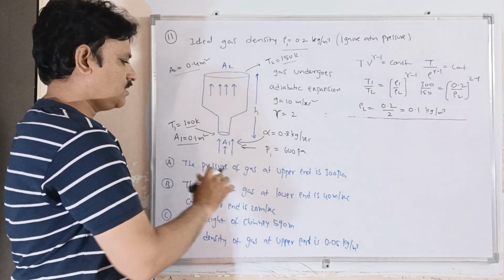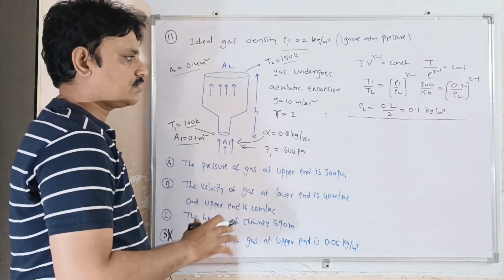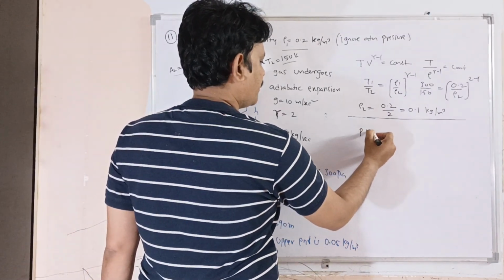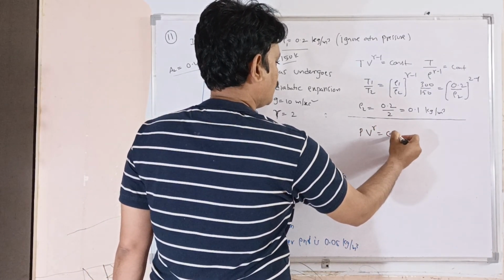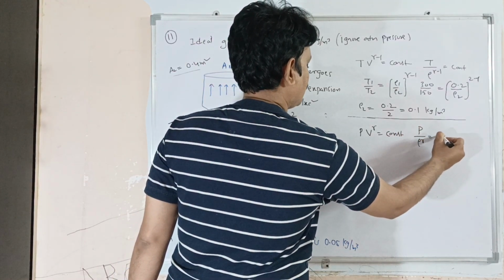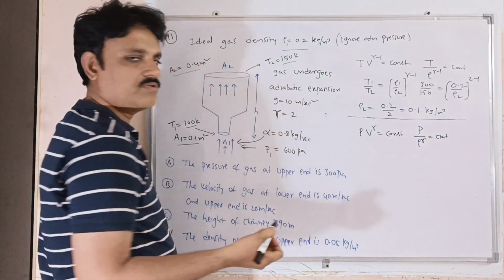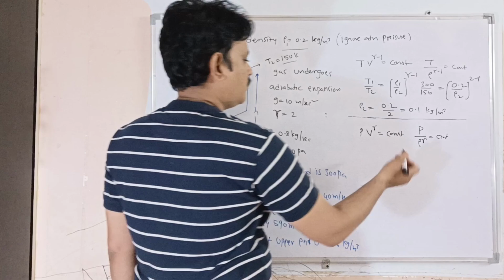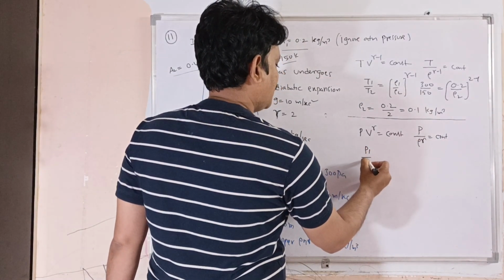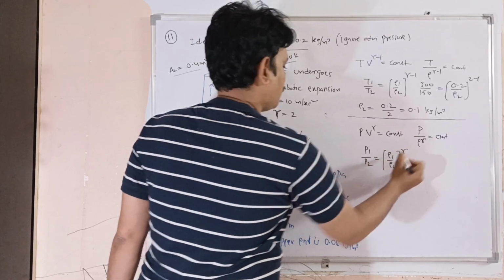Next, the pressure of the gas at the upper end is given as 300 pascals. Is it correct or not? Let us check the next point. We know the adiabatic equation, PV to the power gamma is equal to constant, right? So P by rho to the power gamma is equal to constant in terms of density, because volume is equal to mass by density, and mass is a constant factor. That is, P1 by P2 is equal to (rho 1 by rho 2) whole power gamma.